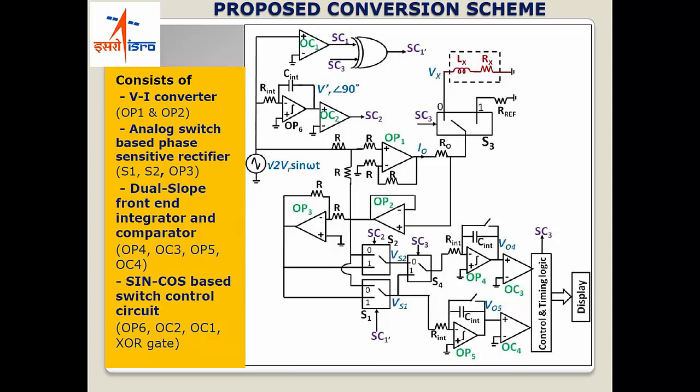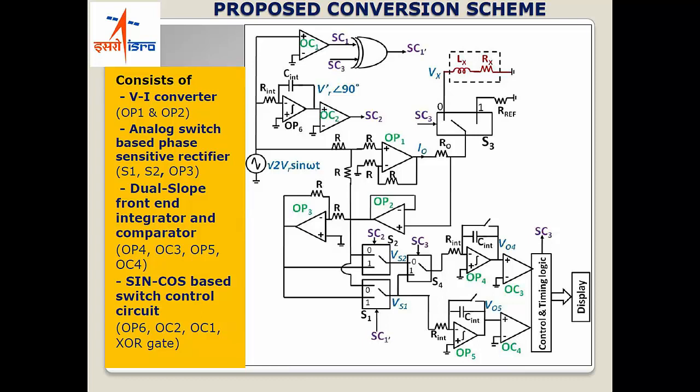Then you have a dual slope front end. Basically the technique used here is the normal dual slope concept, where you have an integration cycle in which the unknown voltage is first integrated for a particular period of time, and then you deintegrate using a constant reference voltage. But that technique is modified here using a sine wave itself, and without any other constant sources, you should be able to obtain the unknown values of L and R directly.